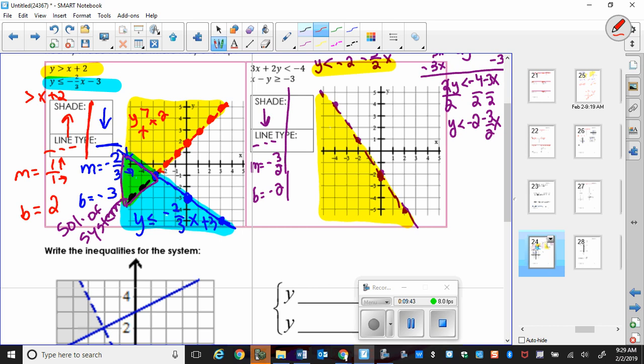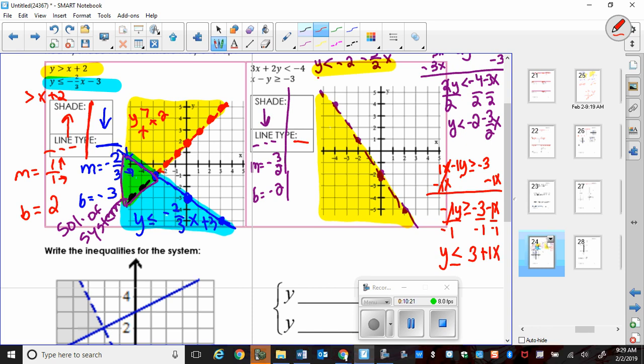My second equation is x minus y is greater than or equal to negative 3. This is going to be a solid line. I already know because of the greater than or equal to. Put a 1 in front of there and a 1 in front of here. Subtract 1x on both sides, and I get negative 1y is greater than or equal to negative 3 minus 1x. I divide both sides by negative 1 to get rid of the negative in front of that y. And y, flip over the symbol, is less than or equal to 3 plus 1x.